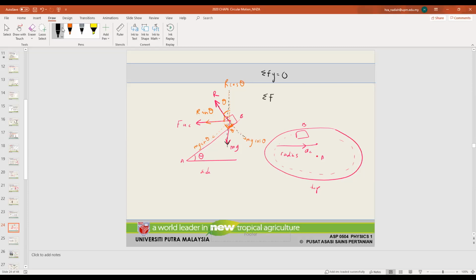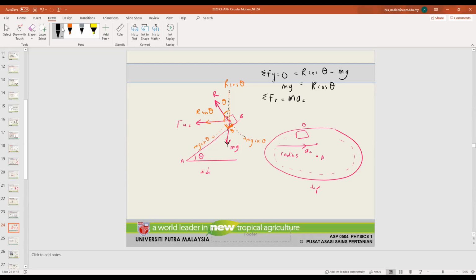And your R is MAC. Okay, so in the Y direction, you have R cosine theta positive minus mg, because R cosine theta is going upward, mg is going downwards. So your mg is equal to R cosine theta. Okay, so you solve that.